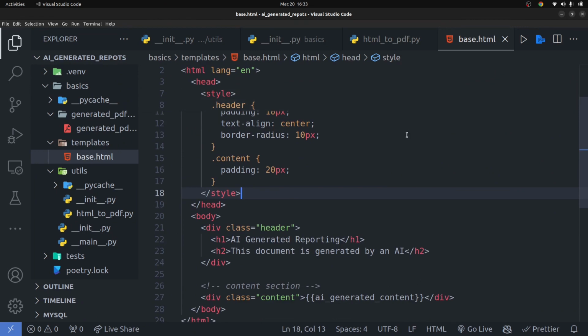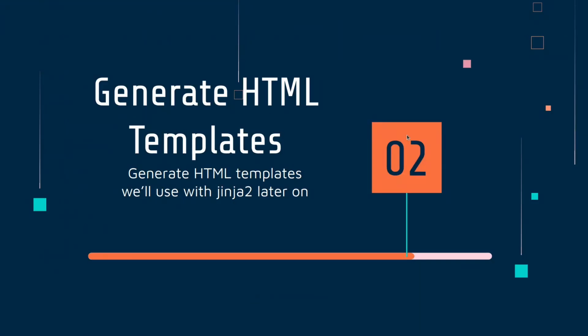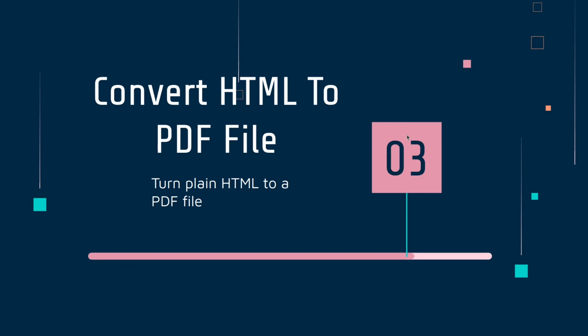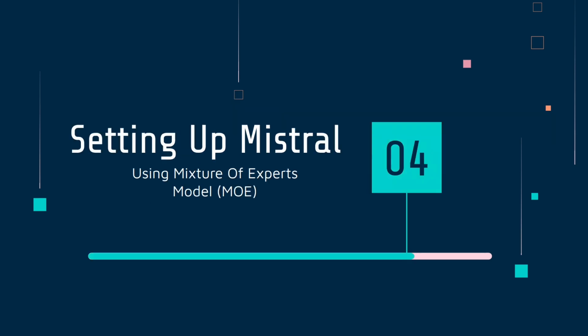So now we have been able to convert the generated HTML template, and you have been able to convert the HTML to a PDF file. So good. So those are three things that you have ticked, so three boxes that you have ticked so far. So now we're going to go ahead and set up the Mistral.